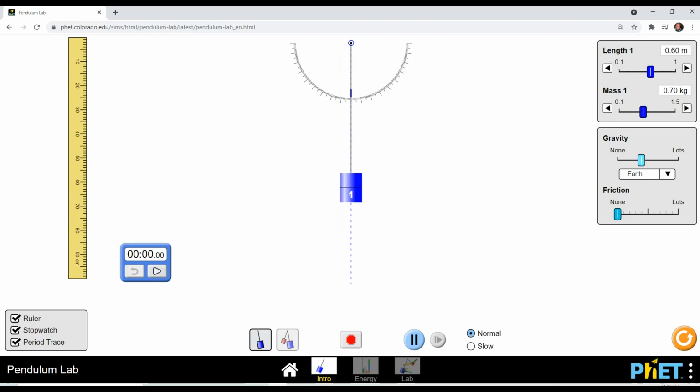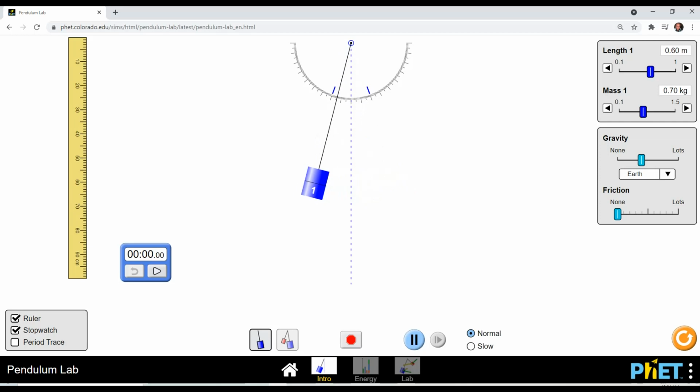You can even change the gravity, but we're going to stick to the acceleration of gravity. And if you want to put some friction here, you can also do that, but let's leave that at none for now. Let's take the pendulum from the position of equilibrium and let's get it to oscillate. Right here I'm giving an amplitude of 20 degrees, okay? And here you go. That's how the pendulum works.